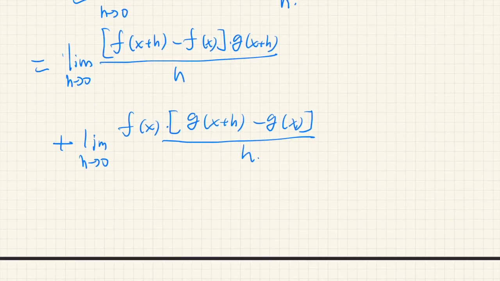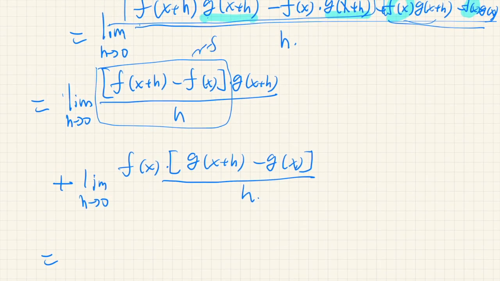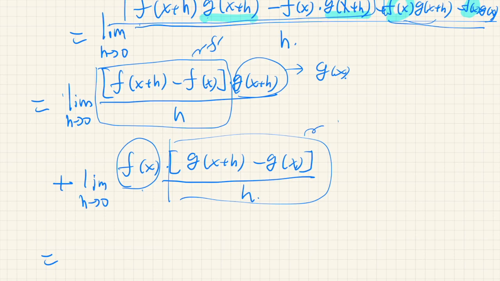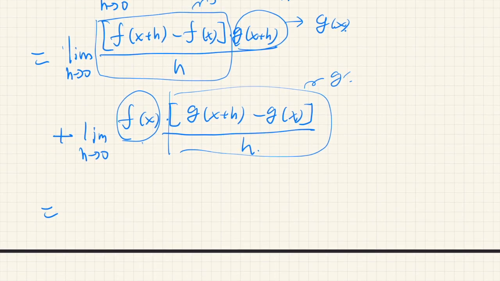Now, this part converges to f prime, and this part converges to g of x. This part doesn't contain h, so it is f of x. And this part converges to g prime. So the result is f prime of x times g of x plus f of x times g prime of x. And we are done.